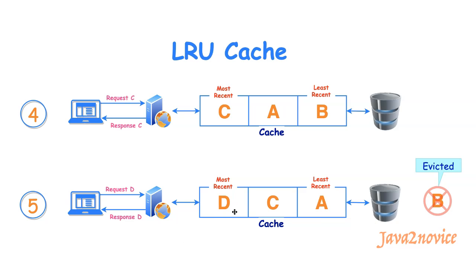Now data D became the most recently used data. The rest of the element positions are adjusted as shown here. This process will continue. This is called the LRU eviction strategy, least recently used eviction policy, and this cache is called an LRU cache. Now we will go back to our problem statement.